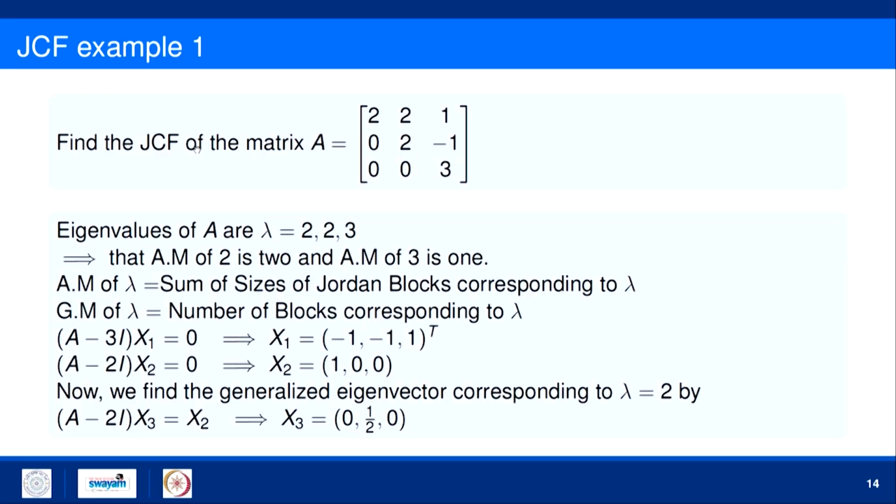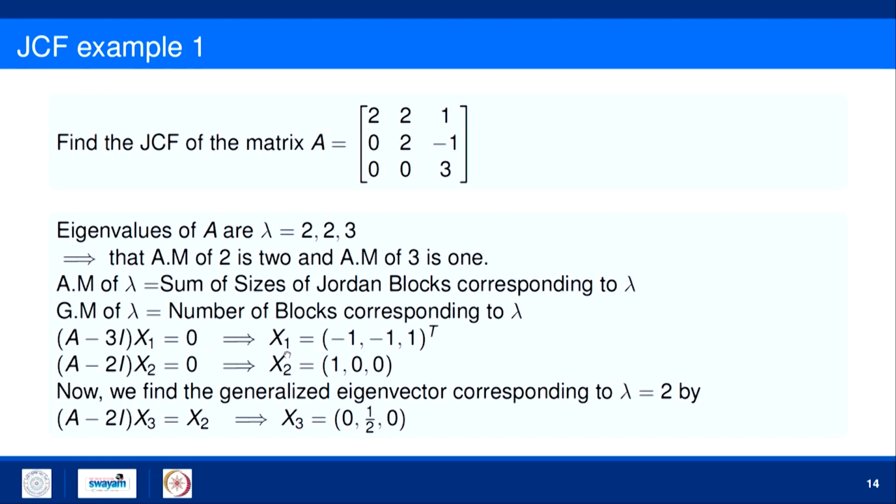Now, find the Jordan canonical transformation of this matrix A, another example. The matrix is 2 2 1, 0 2 minus 1, 0 0 3. From here we can see the eigenvalues are 2, 2 and 3, because it is an upper triangular matrix. So, the algebraic multiplicity of lambda equals 2 is 2, while the algebraic multiplicity of lambda equals 3 is 1. Now, what does algebraic multiplicity tell you? The sum of sizes of Jordan blocks corresponding to lambda. So, what should be the sum of sizes of Jordan blocks corresponding to lambda equals 2? It should be 2, and geometric multiplicity tells the number of blocks.